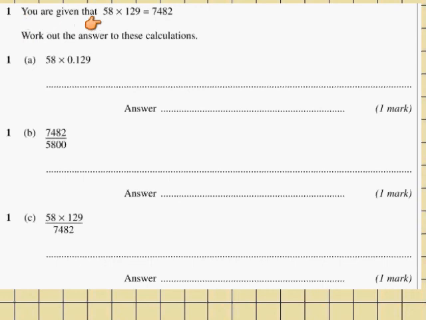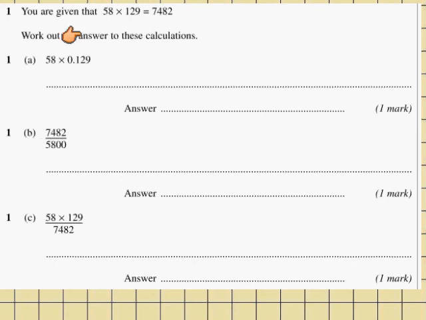Question 1. You are given that 58 times 129 is equal to 7,482. Work out the answer to these calculations. Question 1a, 58 times 0.129. 1b, 7482 over 5,800. And question 1c, 58 times 129 over 7,482. Try these questions now. Pause here and unpause to check your answers or if you get stuck.